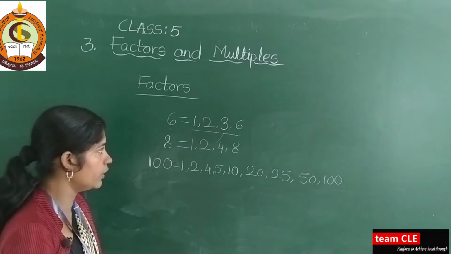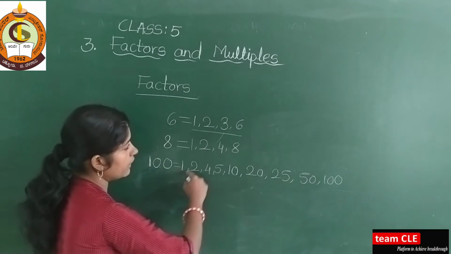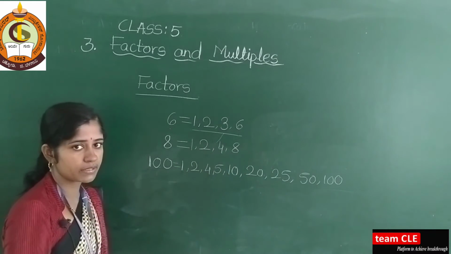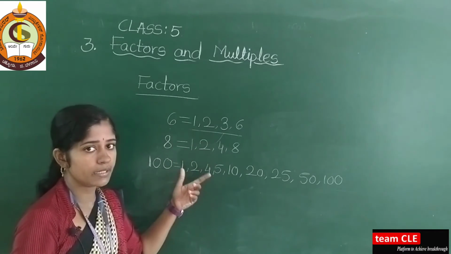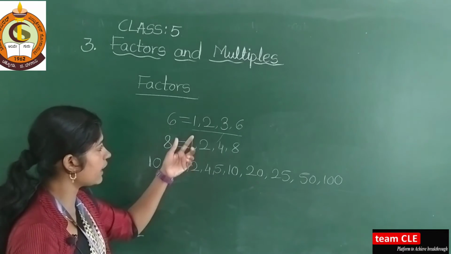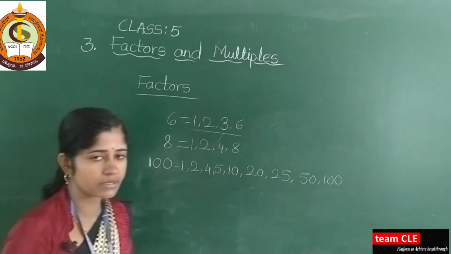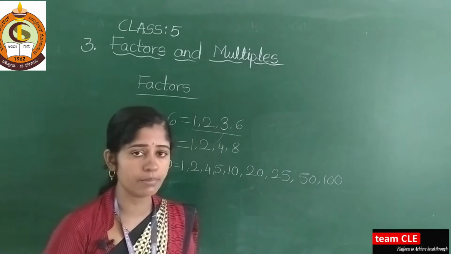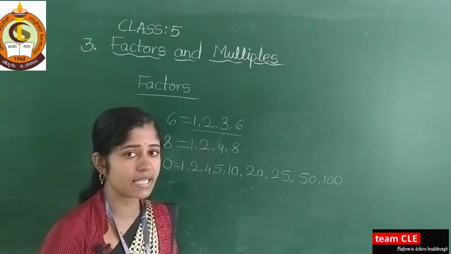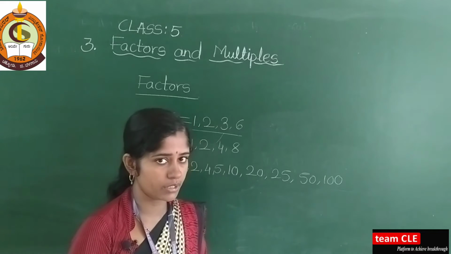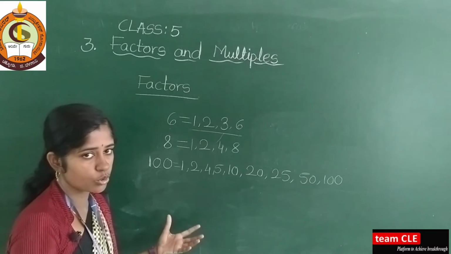Once again I will tell you the properties of factors. 1 is a factor of every number and the number itself is a factor of itself. Next, the factors are finite in number, and they are less than or equal to the number. So I hope you understood what these factors are. A factor is a number which divides the given number exactly without leaving a remainder. So those are the factors of the number, and you have also learned the properties of factors.